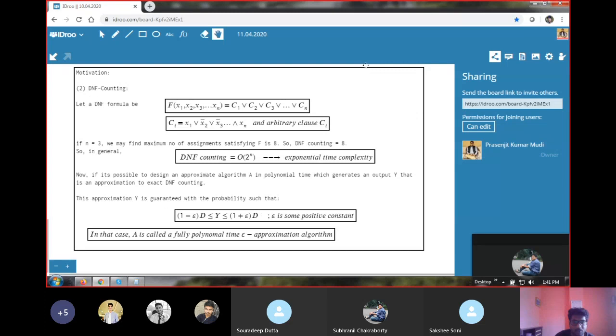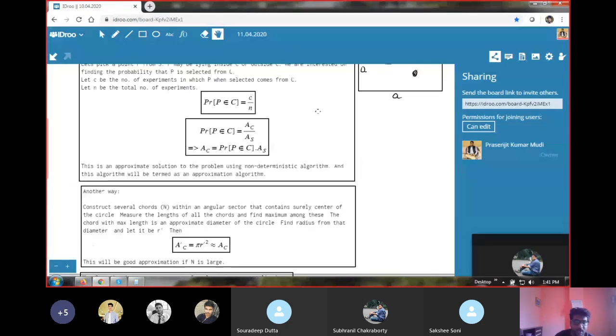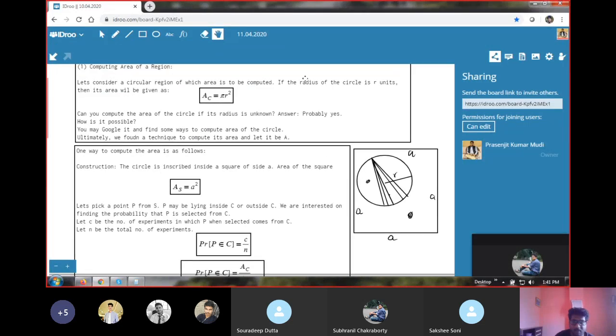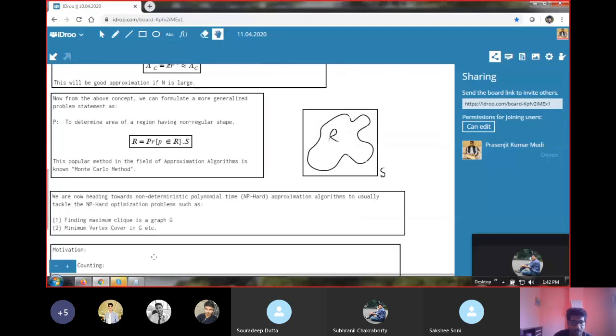What we have done: why we are studying approximation algorithms, etc. And this is a most advanced topic. In today's scenario, people are doing research in this field. This becomes more prominent nowadays. In coding, Python has become a very emerging topic. So in case of algorithms, approximation algorithms and randomized algorithms have become the more prominent research topics in the algorithm field.